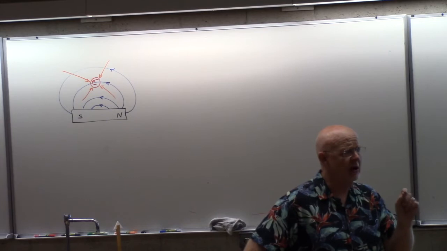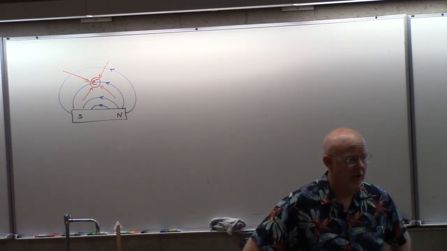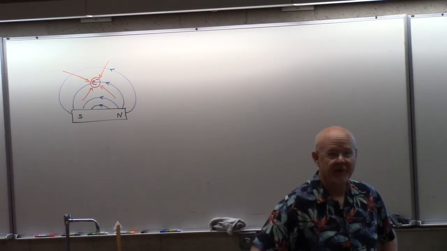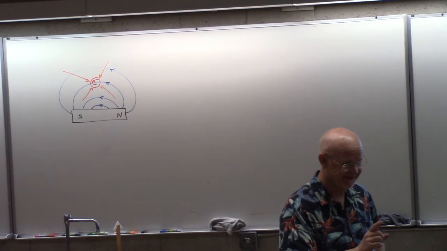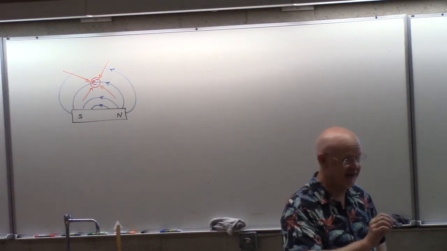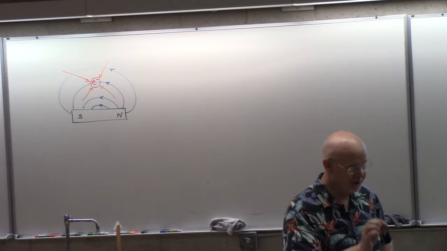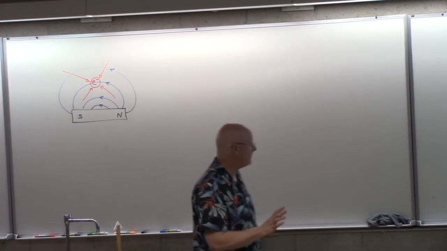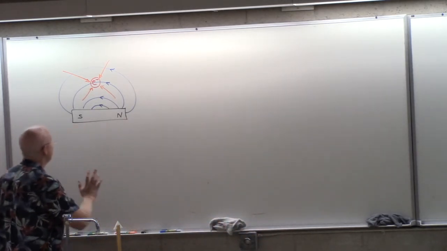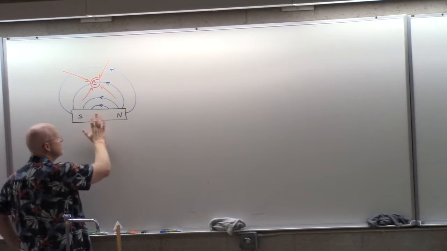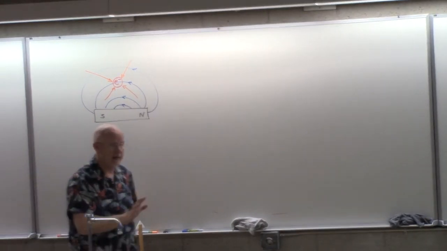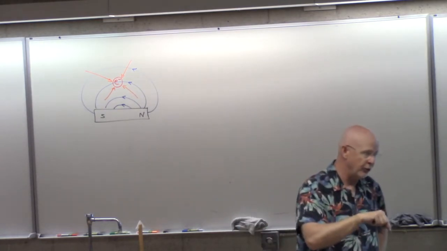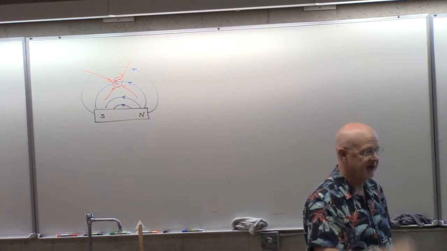When does the electron become a magnet? Does it ever? When it moves. Right? What's the source of all magnetism? Moving charges. All right. So I would say that this electron, if it is stationary, will not interact with the magnet. However, once that electron starts to move, now it makes magnetism.